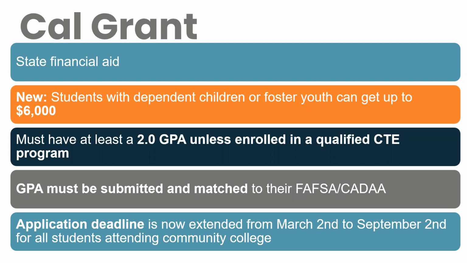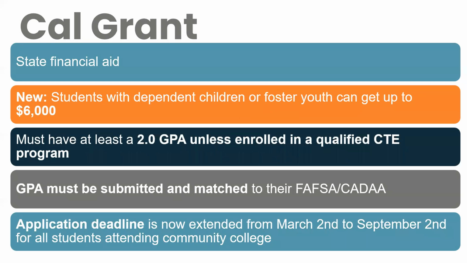It's incredibly important to emphasize that students periodically check their Web Grants account to make sure that their high school submits their GPA. If their GPA is not submitted and matched with their FAFSA or CADA application, they will not qualify for the Cal Grant. So again, we encourage them to create that Web Grants account and make sure that there's no verification flags and that their GPA was submitted by their high school.